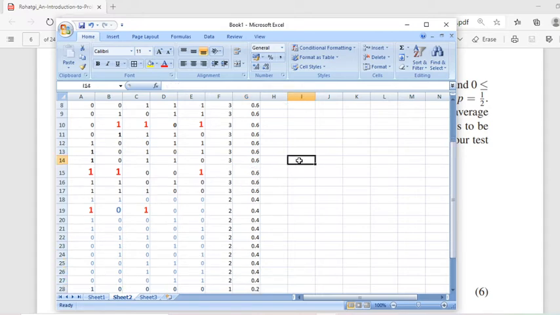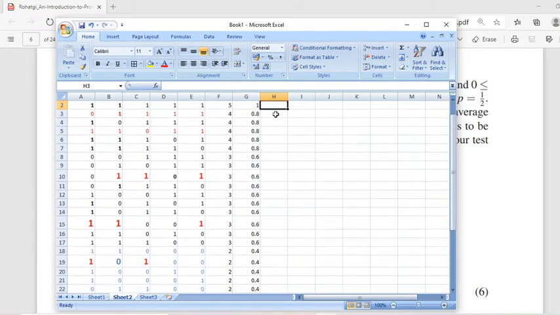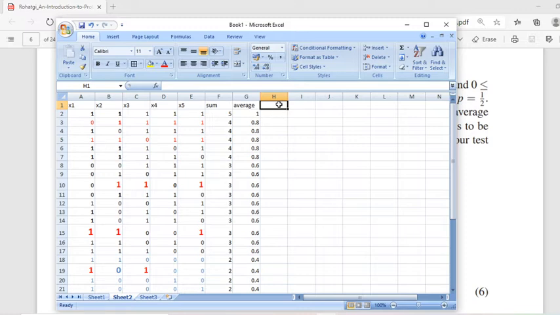That means a reasonable procedure would be, what would be the reasonable procedure? If the modulus of the average minus 0.5 is less than some small quantity c, that means the difference between 0.6 and 0.5 is less than c. So let us compute that.